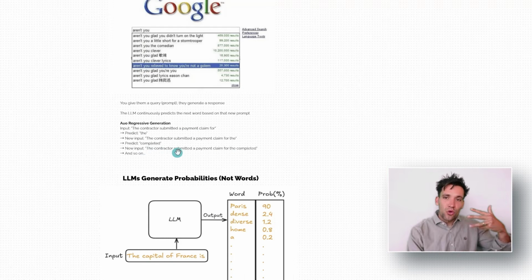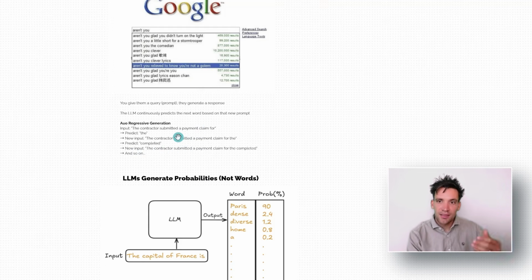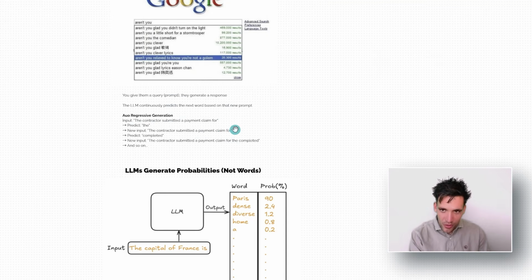Now, this happens auto-regressively. What that means is you input a prompt like "the contractor submitted a payment claim for," and it predicts the next word is "the." Then the new input into the model is "the contractor submitted a payment claim for the." The next word it predicts is "completed." "The contractor submitted a payment claim for the completed," and so on. The reason this is important to focus on is that as the length of the prompt increases, the amount of computational power needed to run that prompt will increase exponentially.